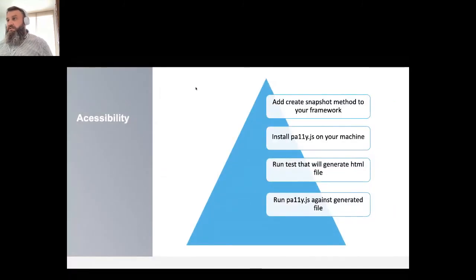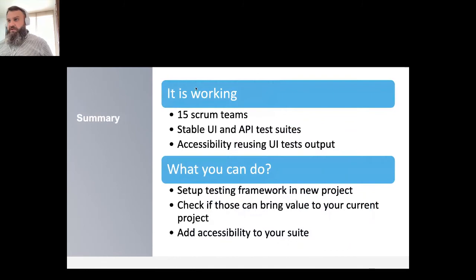So accessibility, what I did: I created a snapshot method in my framework. I installed Pa11y on my machine, ran the test that generated this HTML file, and ran the Pa11y script against the generated file. So is it working? In 15 Scrum teams, there are stable UI and API test suites, and this accessibility is reusing UI test output.